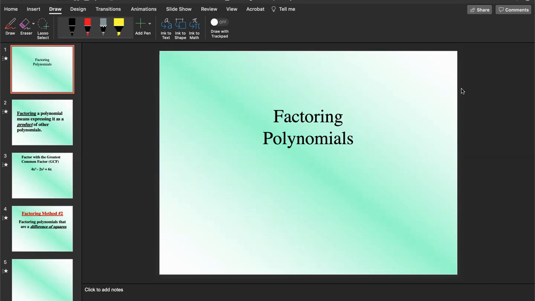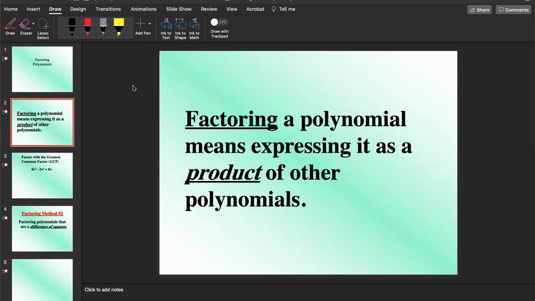And yeah, without further ado, let's get into a basic overview of factoring. This is one of my favorite definitions of factoring: factoring a polynomial means expressing it as a product of other polynomials.